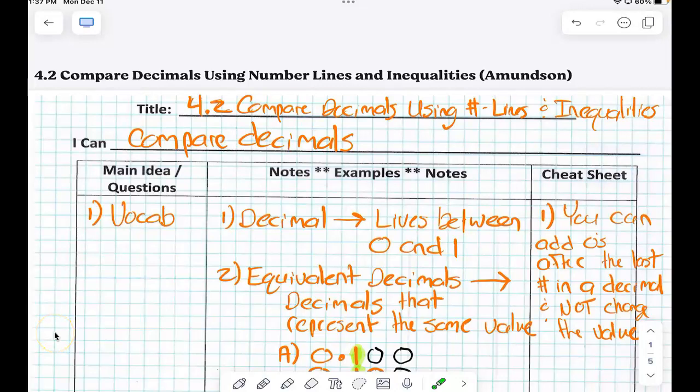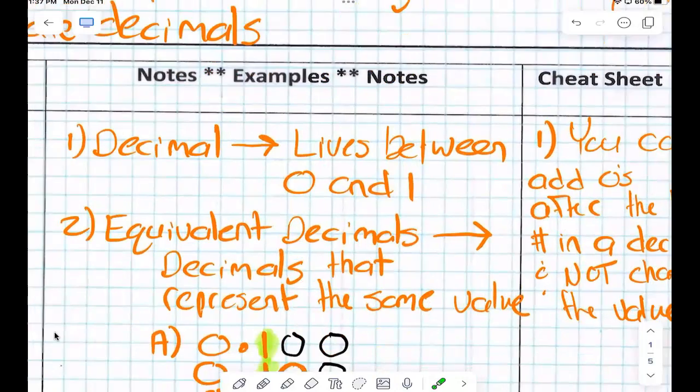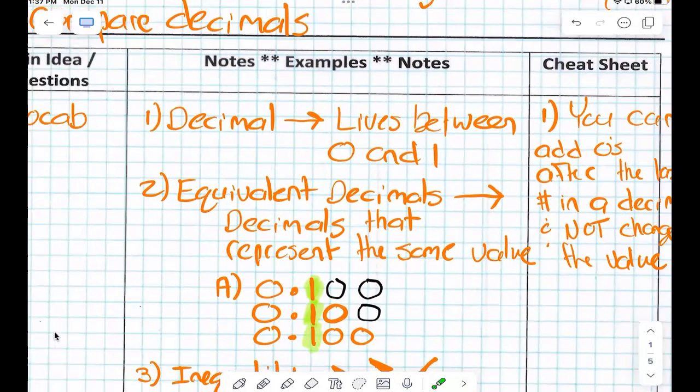Ponder. Ari as well. 4.2, can you compare decimals using number lines and inequalities? Yes. You can? Decimals live where? I don't see the enthusiasm that I need, so we'll ask again, where do decimals live?